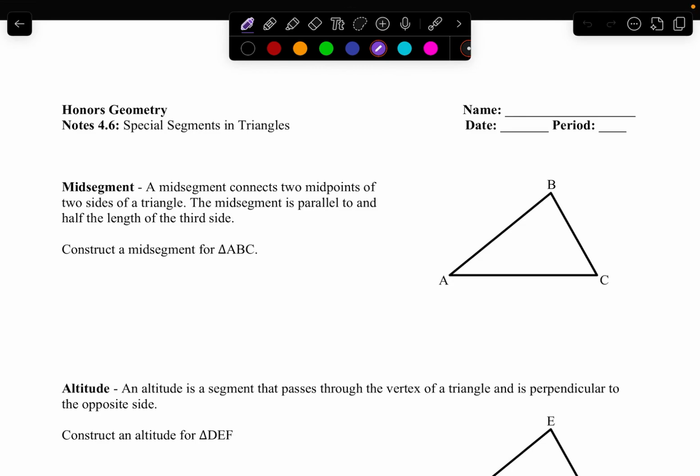Hello everybody, this is going to be the last video in our Unit 4 notes. This is going to be 4.6 special segments and triangles.